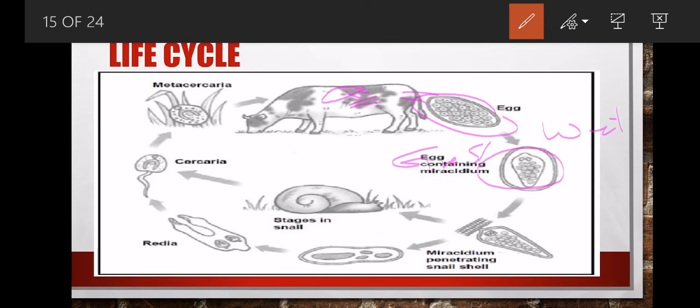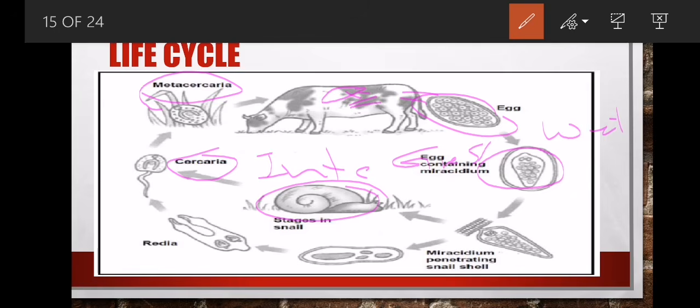A cercaria. Then the cercaria goes where? Into the snail. Remember, what did we say the snail is? It's our intermediate host. Now we have the cercaria here. What happens to the cercaria? The cercaria matures. It goes and becomes what? It becomes a metacercaria.